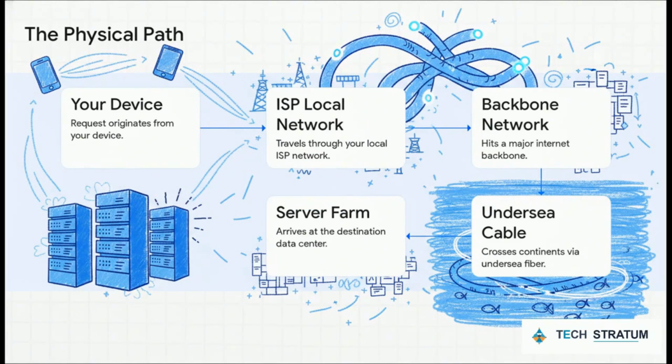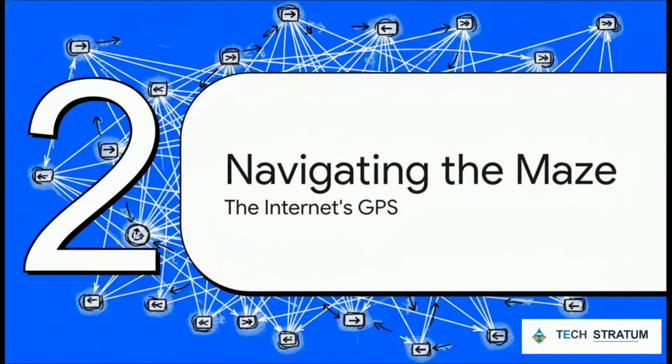So let's just hammer this point home. The most crucial thing to understand is that your request follows a real physical path. It starts as light leaving your device, it goes to your local internet provider's network, hops onto one of these massive backbone networks, shoots across an undersea highway, and finally hits a server farm that could be thousands and thousands of miles away.